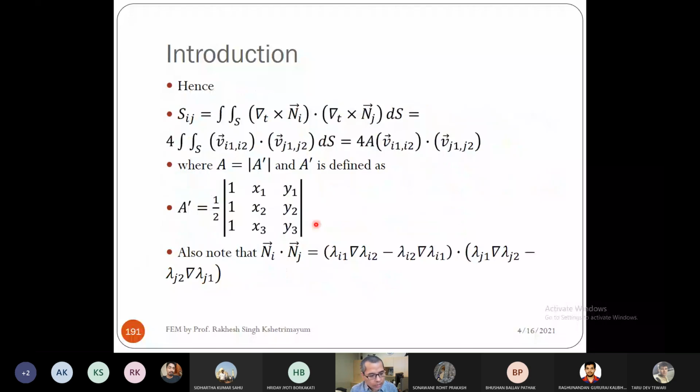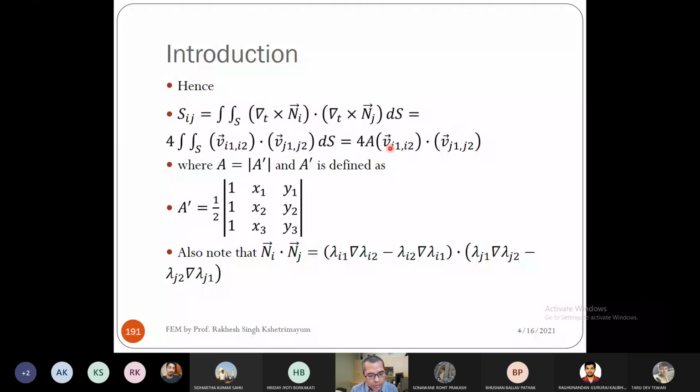So now we can find it out. Sij is the double integration of curl of Ni dot product with curl of Nj. Curl of Ni would be Bi1, Bi2, and curl of Nj would be Bj1, Bj2. You do the dot product of these two, but this dot product is independent of the surface area element. So when you integrate over the whole surface, you just get the area of the triangle element you're considering. So this will simply become 4a.